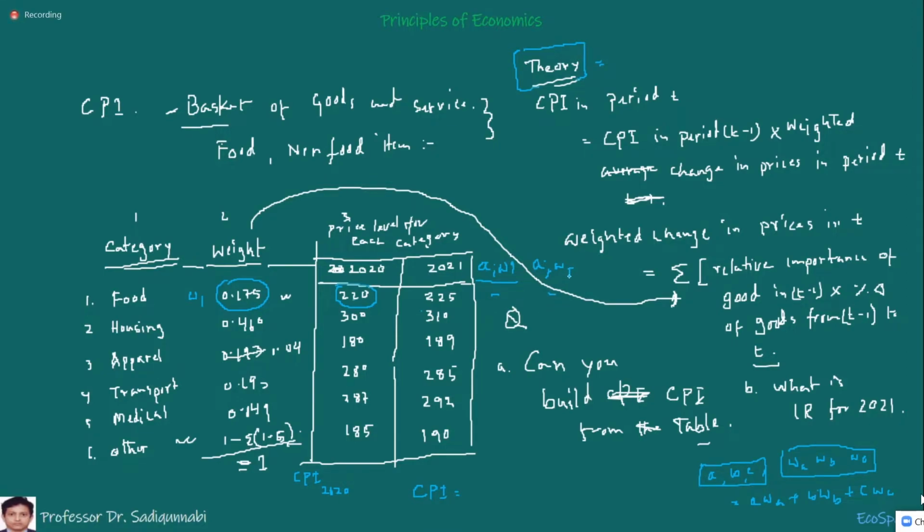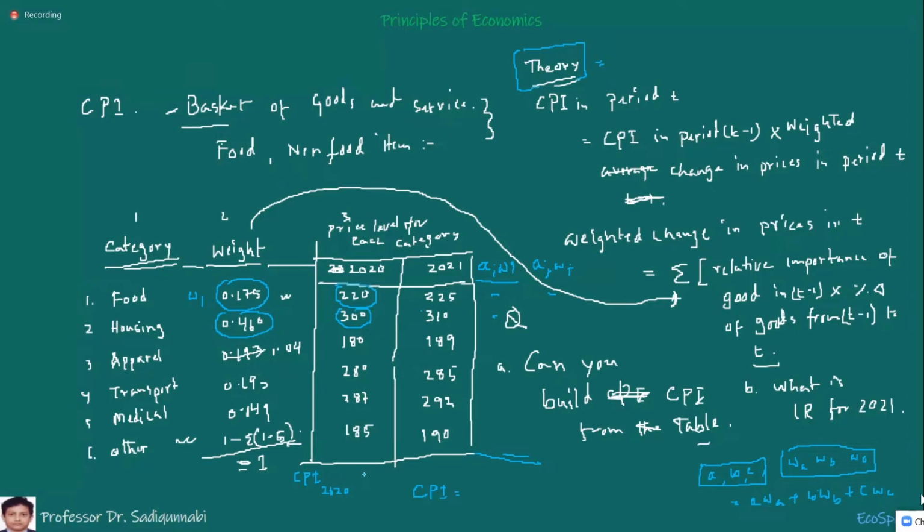This is not J actually, this is I, but this is J. No problem, I think you understood this. So you multiply this and that, you get a figure here. And if you add all these figures, you get CPI 2020. Understood how we construct CPI 2020? Yes, sir.